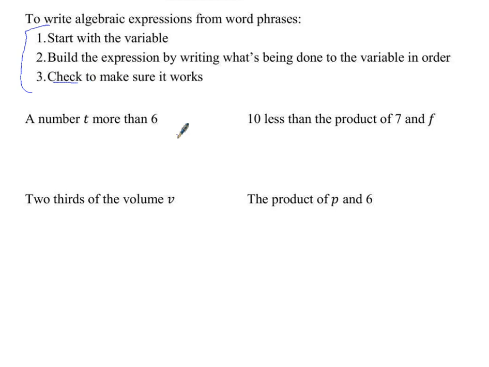So, for example, we have a number t more than 6. What is the key phrase here? Before that, where do we start? A number. We start with the variable, and then it happens that they're telling me what variable to use. A lot of times that's not going to happen, but here they said use t. And when I write t, I'm going to make sure that it doesn't look like a what? A plus sign. So I put a little hook on my t's.